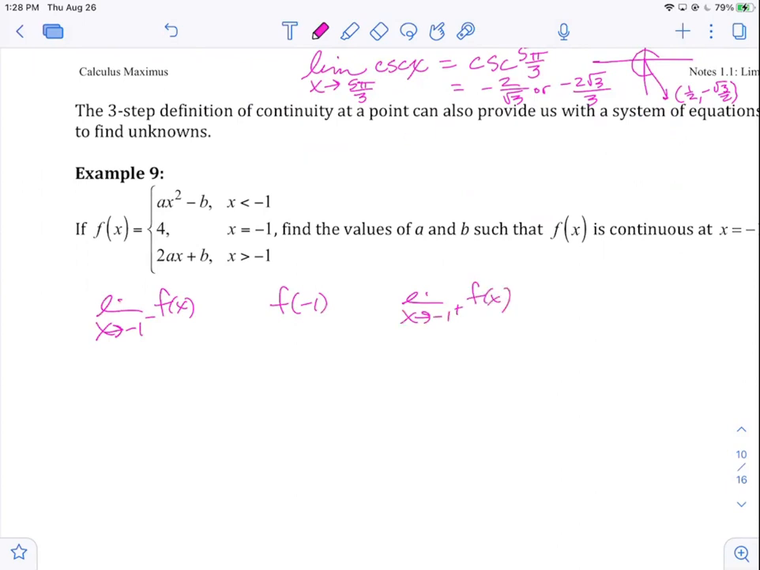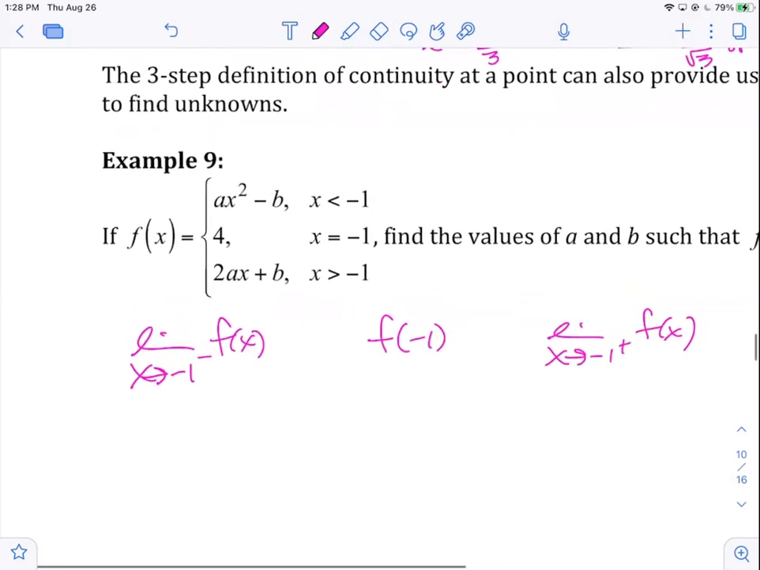And just like we would if there were numbers in the equations instead of unknowns, we evaluate by plugging that particular value into the correct piece. That's the function value.